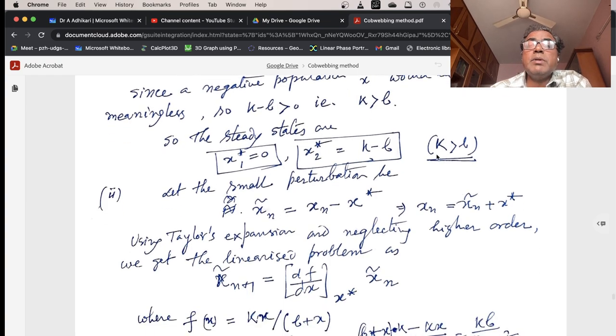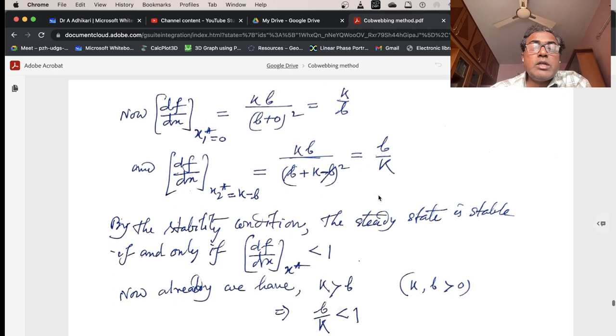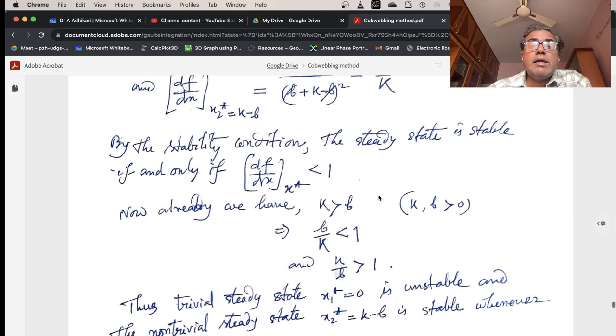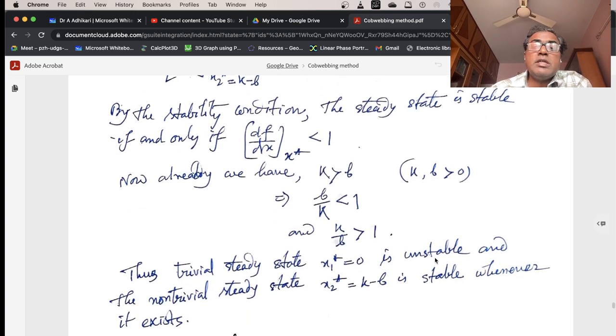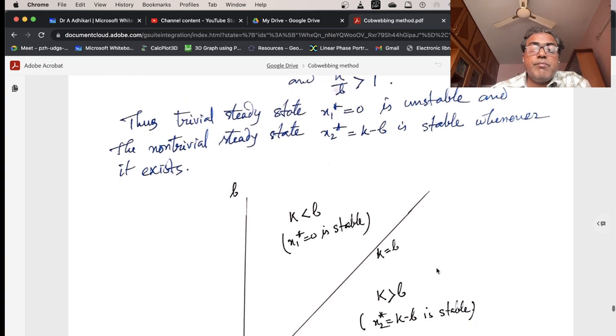So when k is greater than b, k by b is greater than 1, and b by k is less than 1. So x1 star equal to 0 is unstable, and x2 star equal to k minus b is stable.